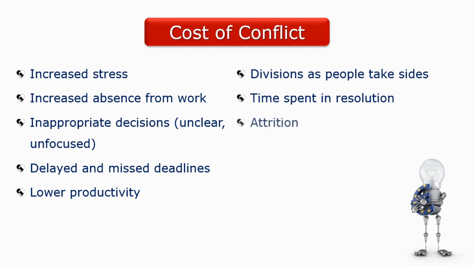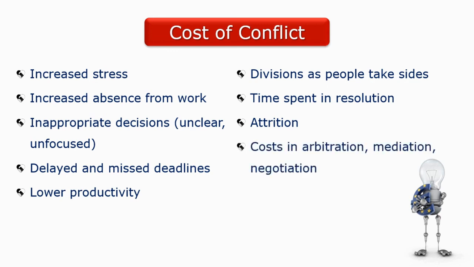Attrition occurs because people leave the organisation through frustration. There are costs involved in replacing that person and going through the recruitment process. Costs may occur in terms of arbitration, mediation and negotiation around resolving the conflict, particularly if one of the parties remains unsatisfied or both of the parties remain unsatisfied, and this may lead to potential legal costs.